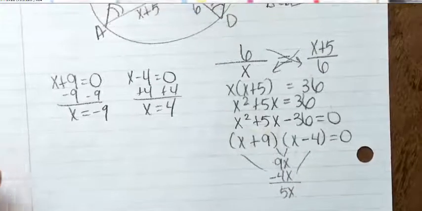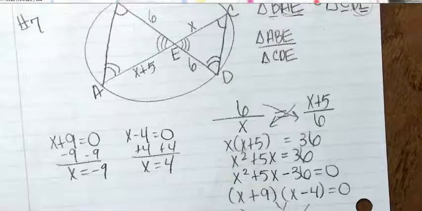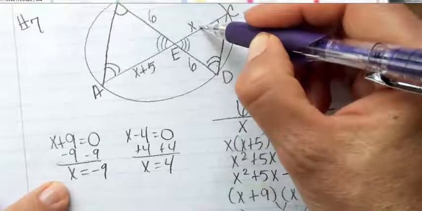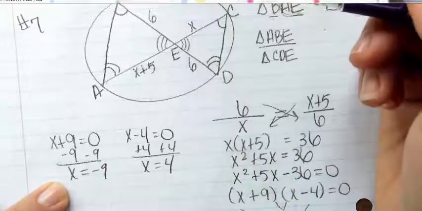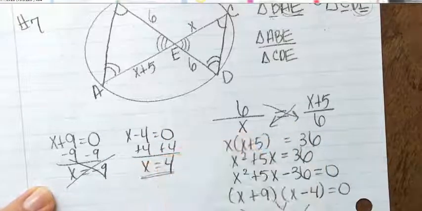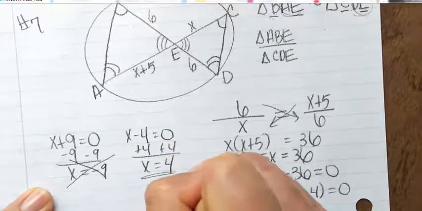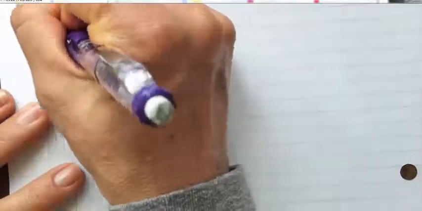Okay, so now it's time to use your brain. Which of these doesn't make sense? Because one of them does not make sense. If I'm looking for EC, can it be negative? Well, the side of a triangle cannot be negative, so we're going to throw that one out. That's our extraneous solution. That's our correct solution. So we know that the length of EC is equal to 4. Okay, let's do 8 next. That's the one just below it.